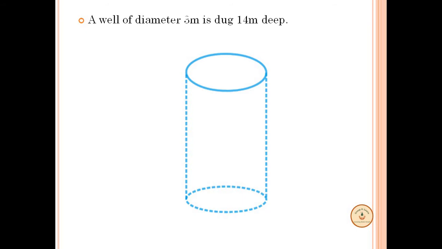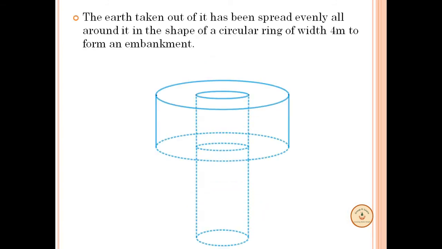The figure here shows a well which is dug 14 meters deep and has a diameter of 3 meters. It shows the shape of a cylinder. The earth or the mud taken out of the well is spread evenly around it in the shape of a circular ring which is of width 4 meters to form an embankment. So we need to find the height of this embankment.